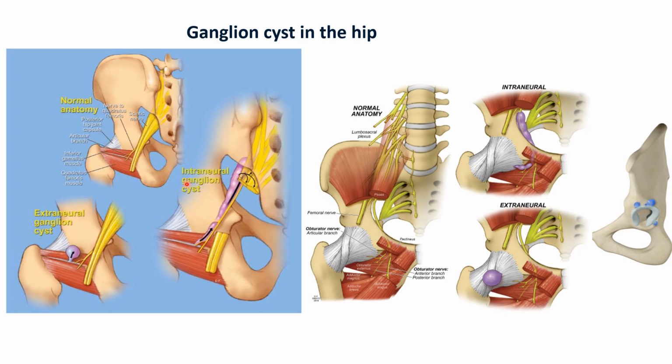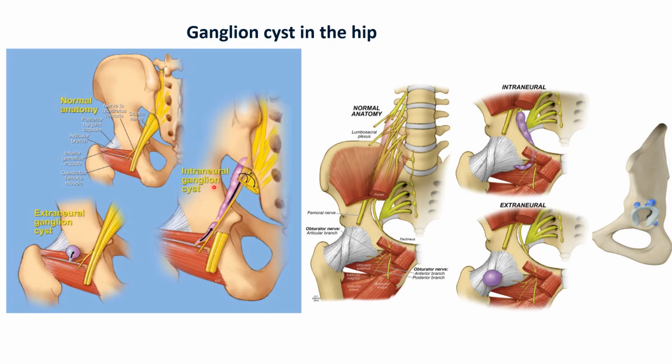And here is an example of ganglion cysts that can happen in different regions around the hip. This is the normal anatomy of the hip joint, viewed from the back. And this one shows the hip joint viewed from the front. As you notice, the ganglion cyst can happen within the sheath of the nerve or outside the nerve, around the joint and the capsule.